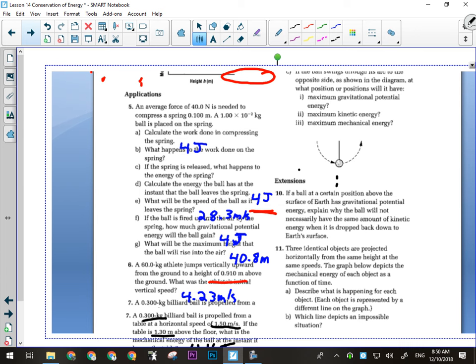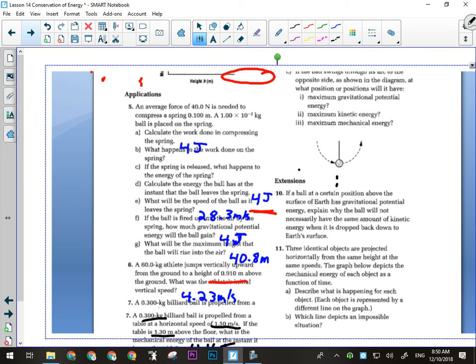So right away we calculate the work done on the spring just by going 40 times 0.1, and we get 4 joules worth of potential energy in the spring. Sorry, that's the work done on the spring. What happens to the work done? It becomes mechanical energy, specifically elastic potential energy, which we don't really go over in Science 10. We talk about it more in Physics 20.